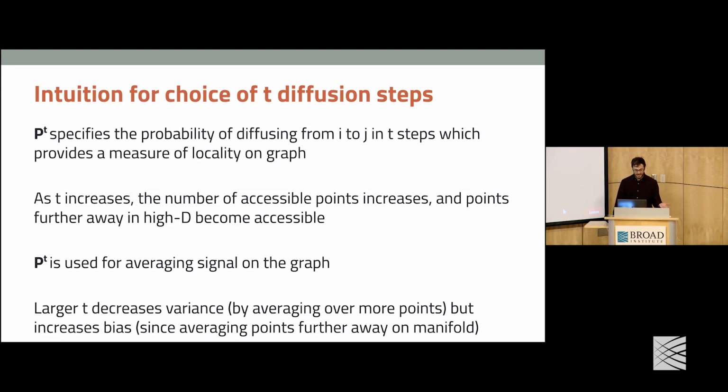And in that context, larger t might decrease variance by averaging over signal from more points, and points that are further away on the manifold. But it might increase bias because, like I said, it's averaging points that are further away. So that's the trade-off you might be considering with the choice of t.